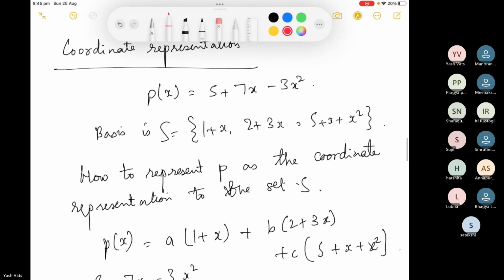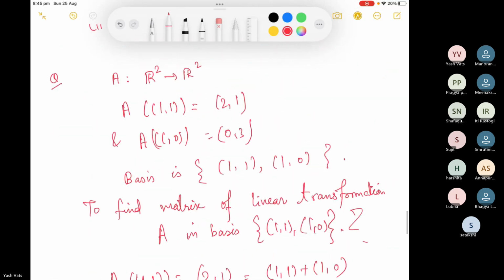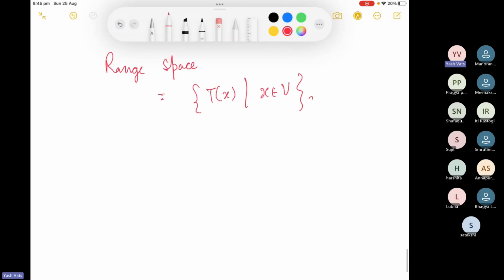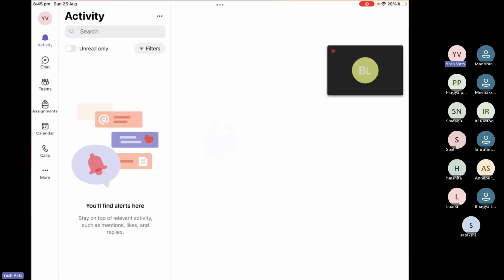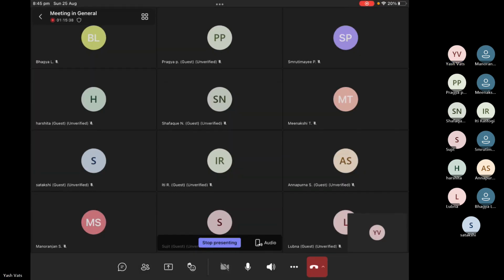Any other queries? I'll just ask by names. Bhagya, Pragya, Shruti, Mai, Harshita. Any queries? Meenakshi. Is it clear? In your lectures, what's going on? Is it the same or different? Have you done all your assignment questions or not?